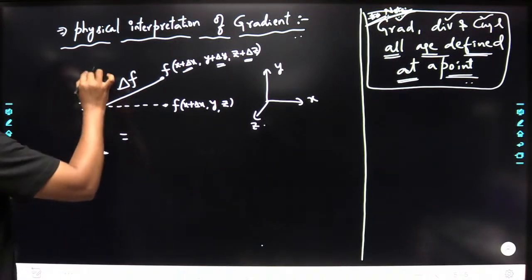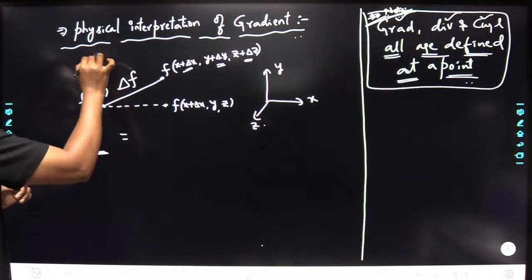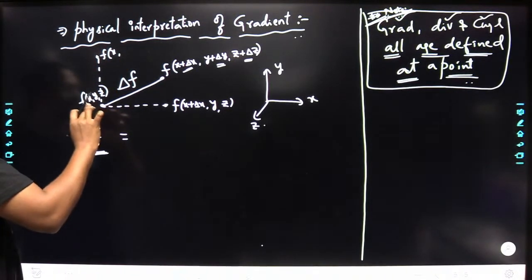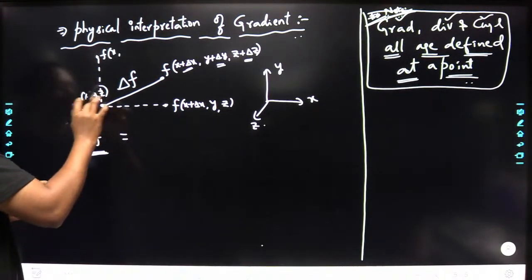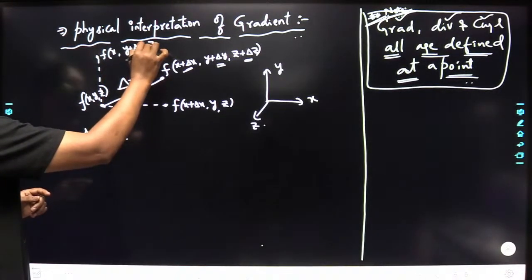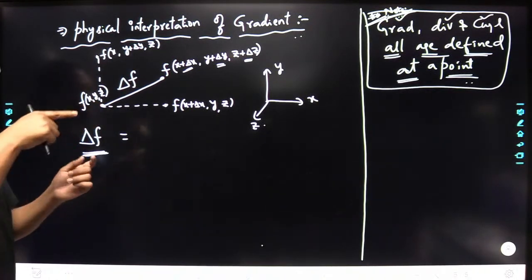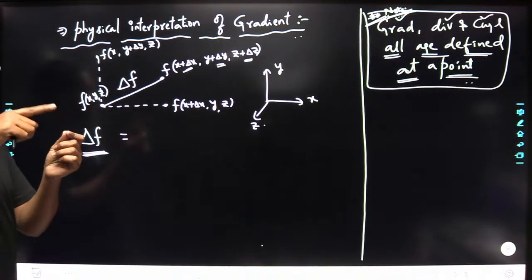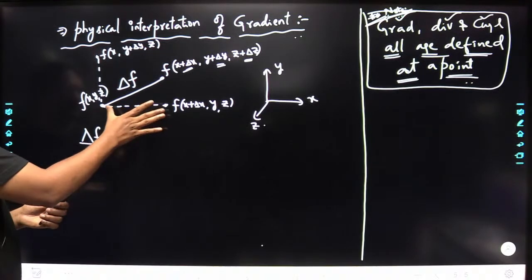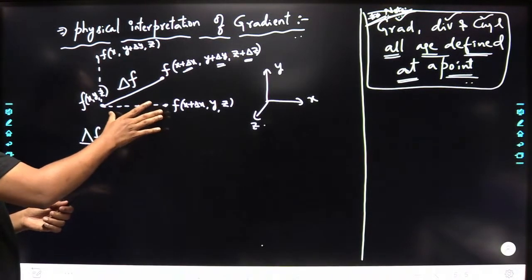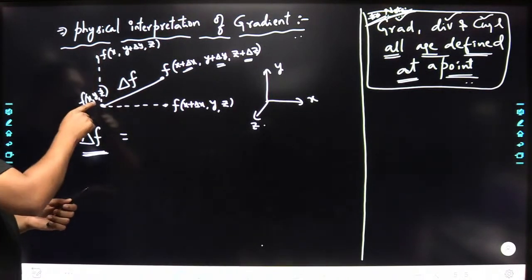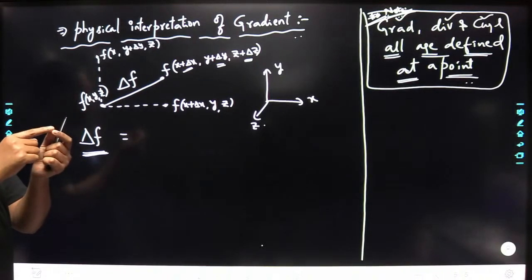Similarly, if you move along the y direction here, then I can represent the function as f of x comma, and since the change will be only along y with no change in x and z, f of x comma y plus delta y comma z. Similarly, if I move along the z direction, I can represent the function as f of x comma y comma z plus delta z. Yes or no? So as I move along the x direction, I get the change in function along x. If I move along y, I get the change in function along y. If I move along z, I get the change in function along z.